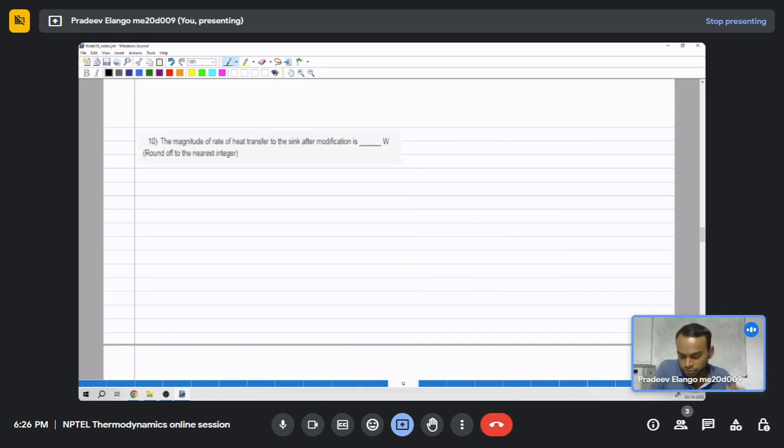In the next question, the magnitude of the rate of heat transfer to the sink after modification. Now we have Q in dash is equal to Q out dash plus W. We know the values of Q in dash and W, so Q out dash is equal to Q in dash minus W, that is 100 minus 50 kilowatt, that is 50 kilowatt or 50,000 watts. Do you have any questions?